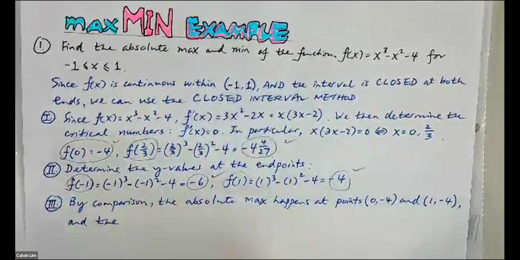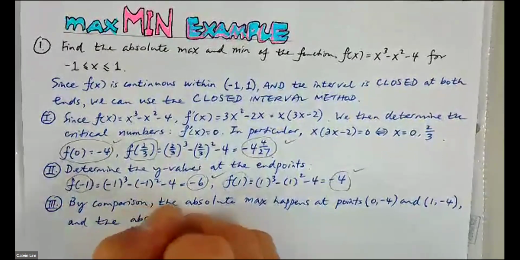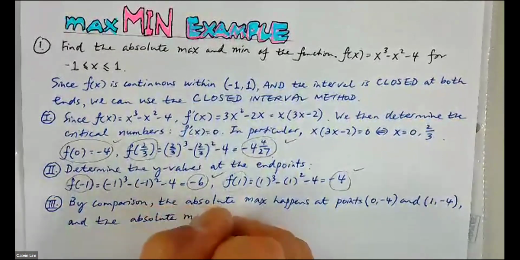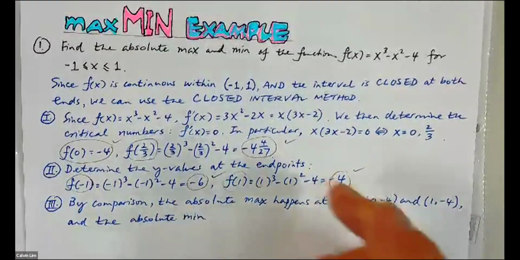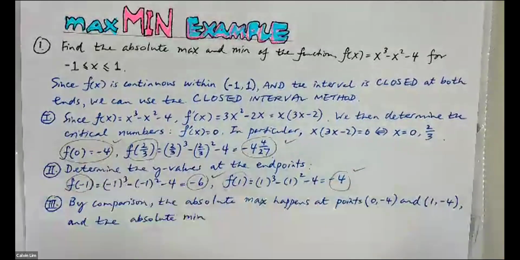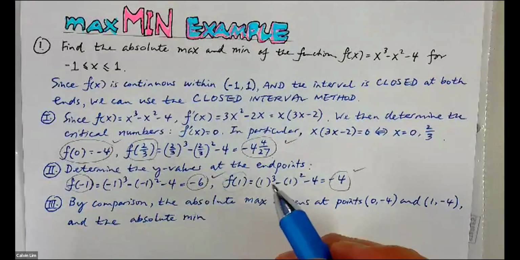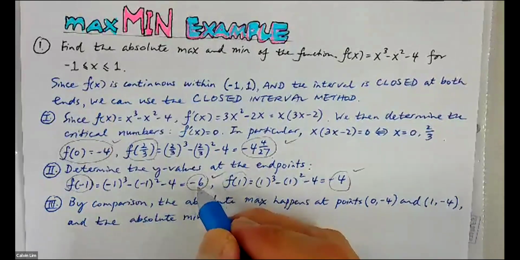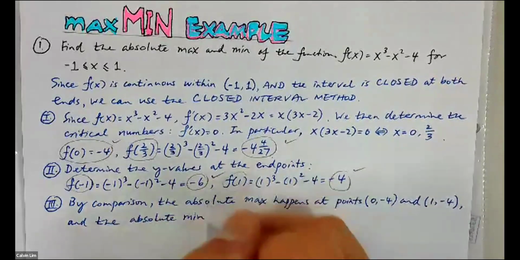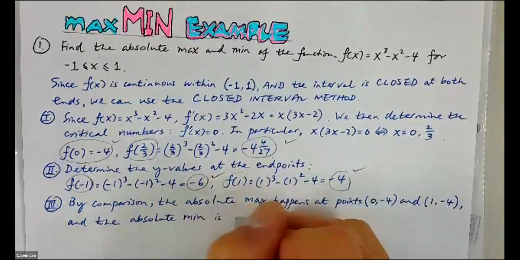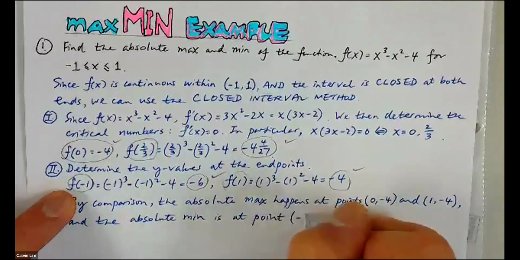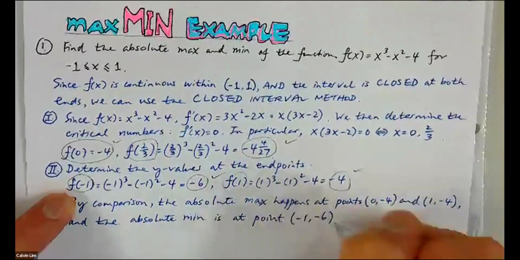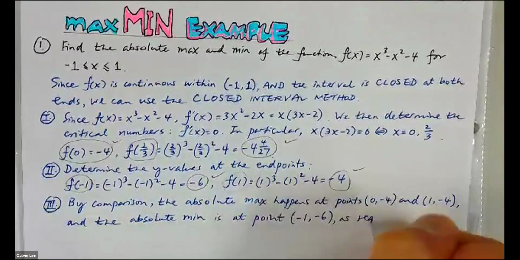And the absolute minimum, so now, what's the absolute minimum? This is the smallest. -6 is the smallest of them all. So it is at point (-1, -6), as required.